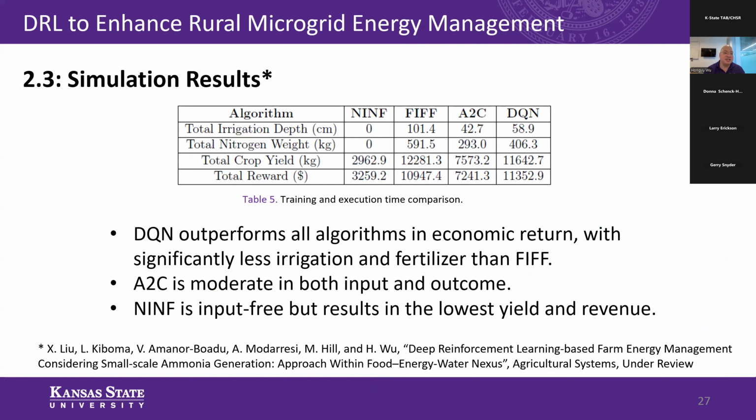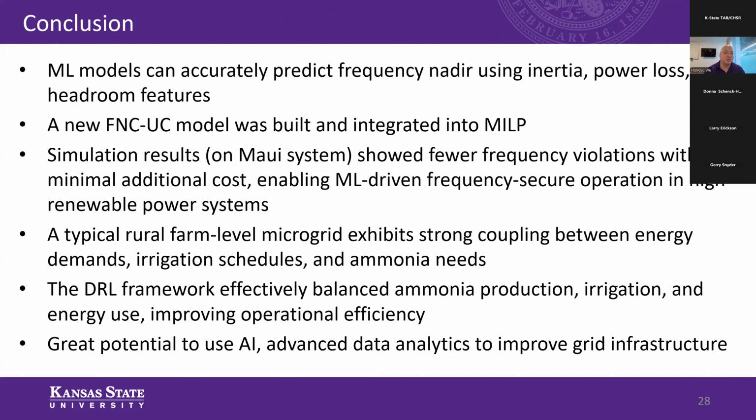We also simulate these results. You can see from the table the different solutions based on machine learning models. We can see that DQN outperforms all algorithms in economic returns, and also uses significantly less irrigation and fertilizing than FIFF. And A2C is moderate in both input and output. All those details can be referred to in the paper. If you have any questions, we're more than happy to answer them regarding this work.